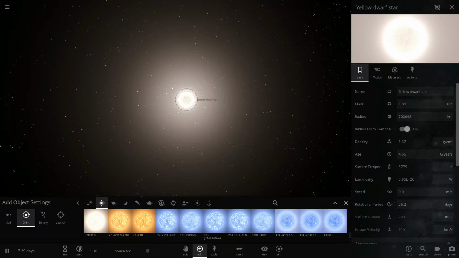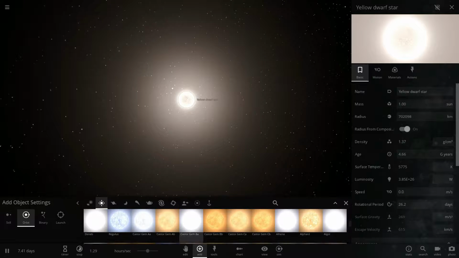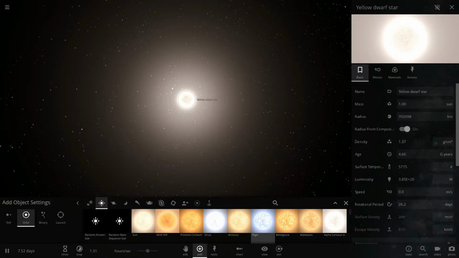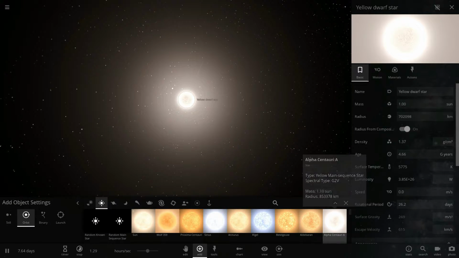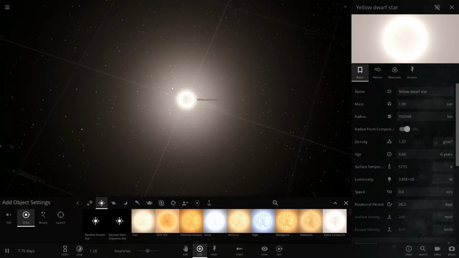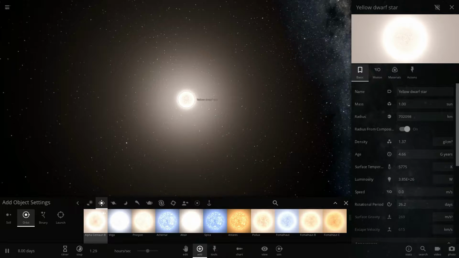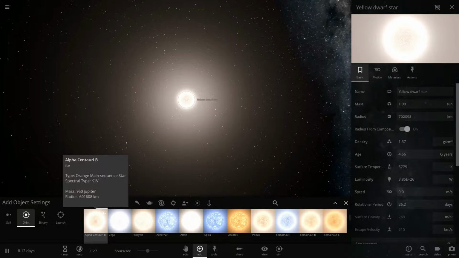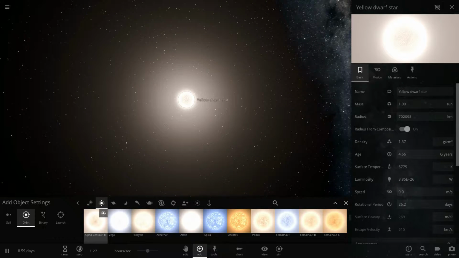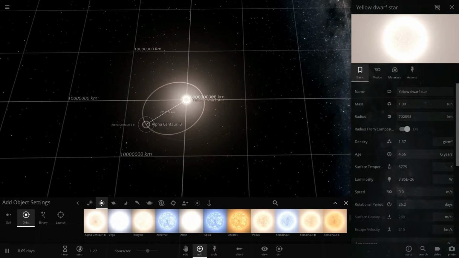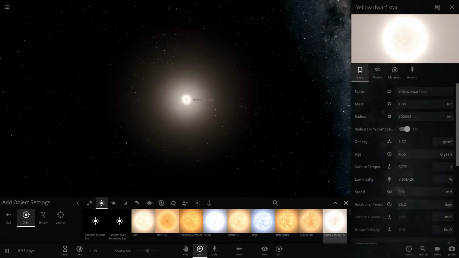What is a yellow dwarf? Good question, everybody. Alpha Centauri A is also a yellow dwarf. I don't know why they have Alpha Centauri B as an orange dwarf, because 950 Jupiters would be considered a yellow dwarf star, unless I'm completely wrong. I will have to look that up. Oh, look at that! Alpha Centauri B has a planet. I never knew that.